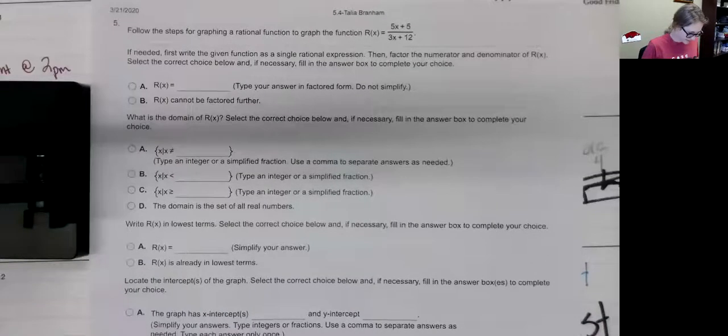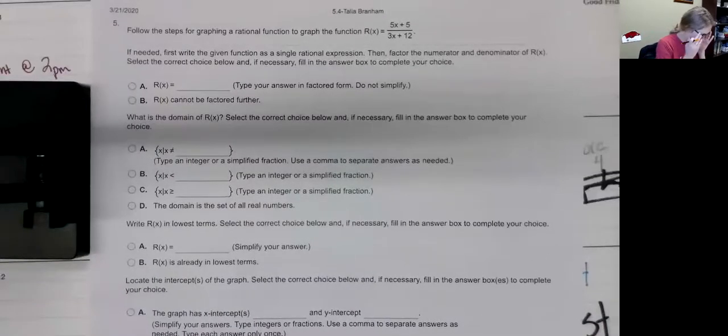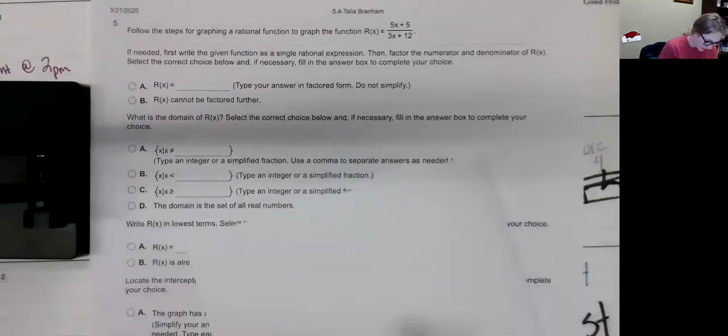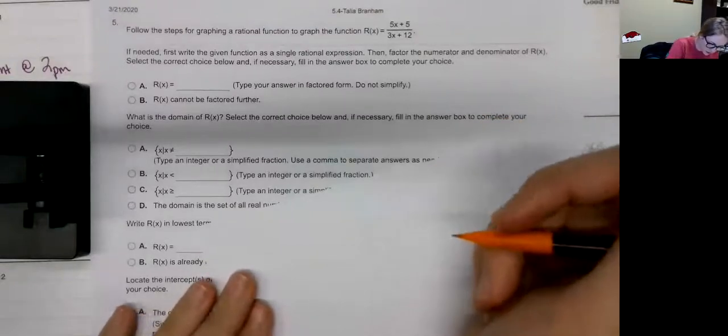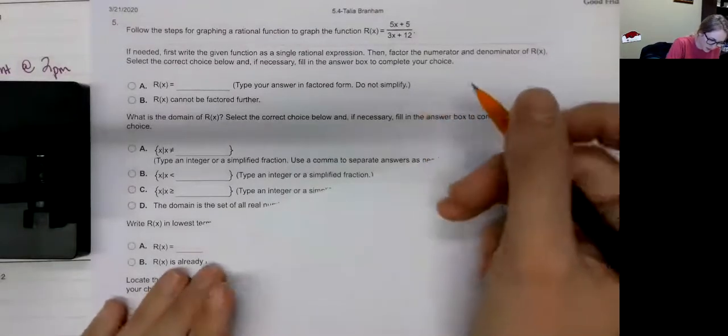Continuing with 5, 6, and 7. Same thing that we just did, a little different stuff later on. If needed, first write the given function as a single rational expression, then factor the numerator and denominator.